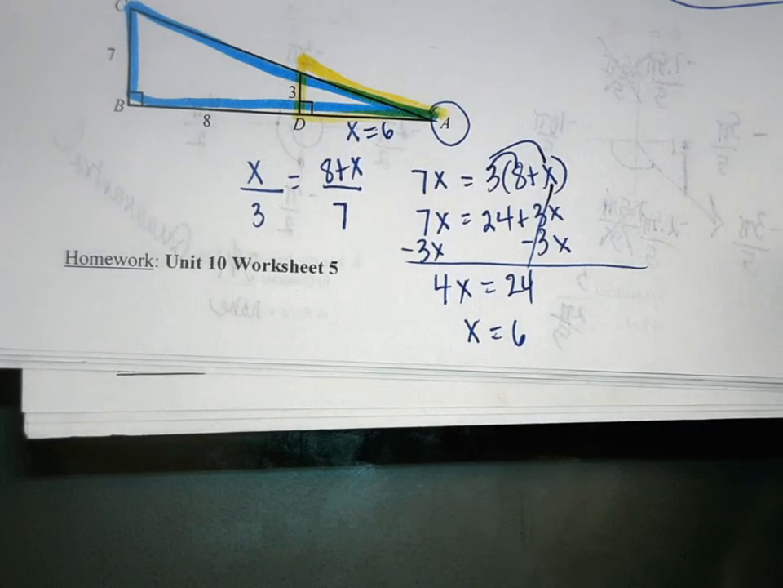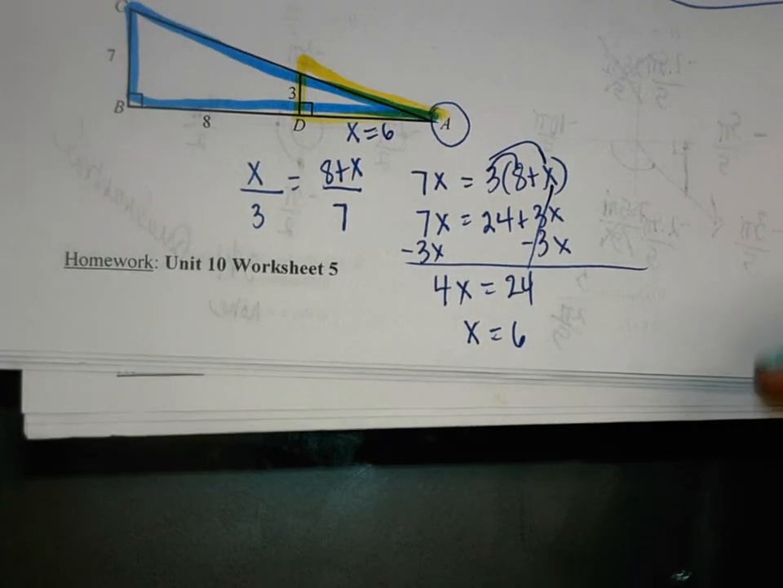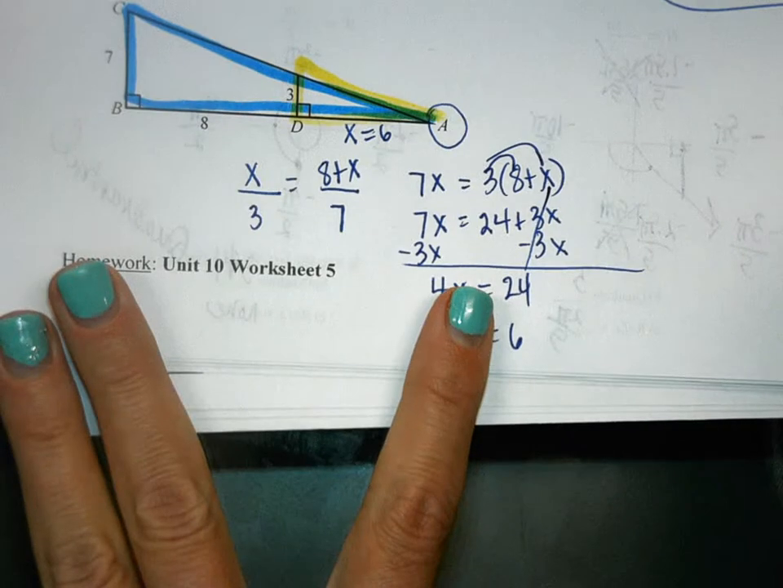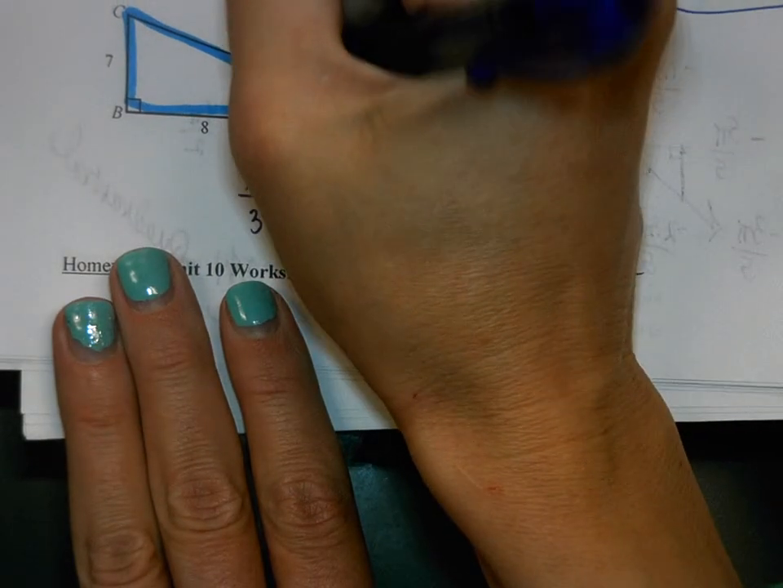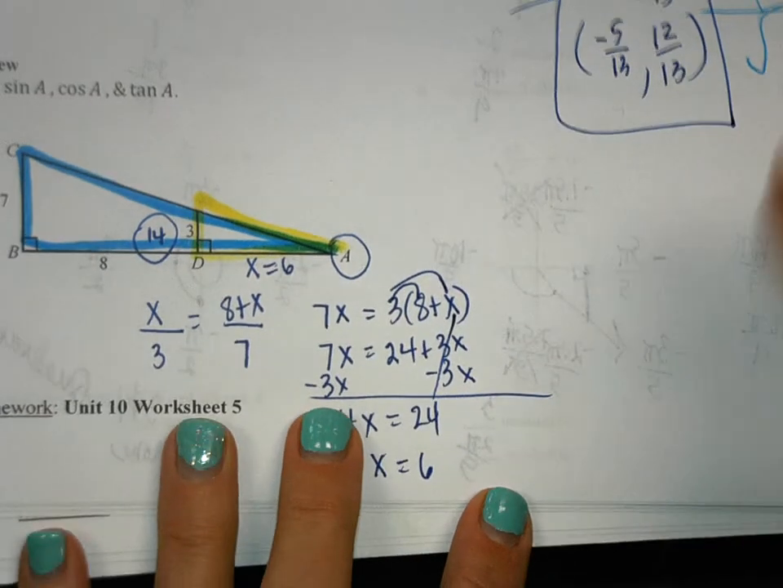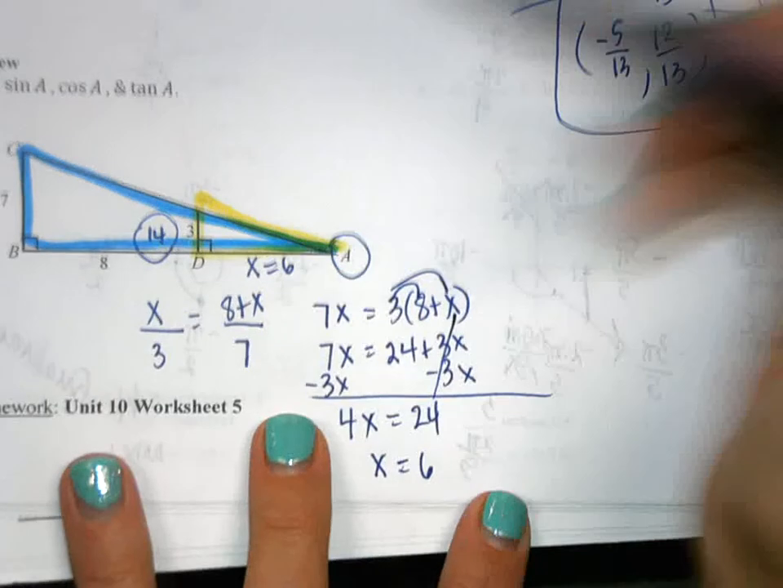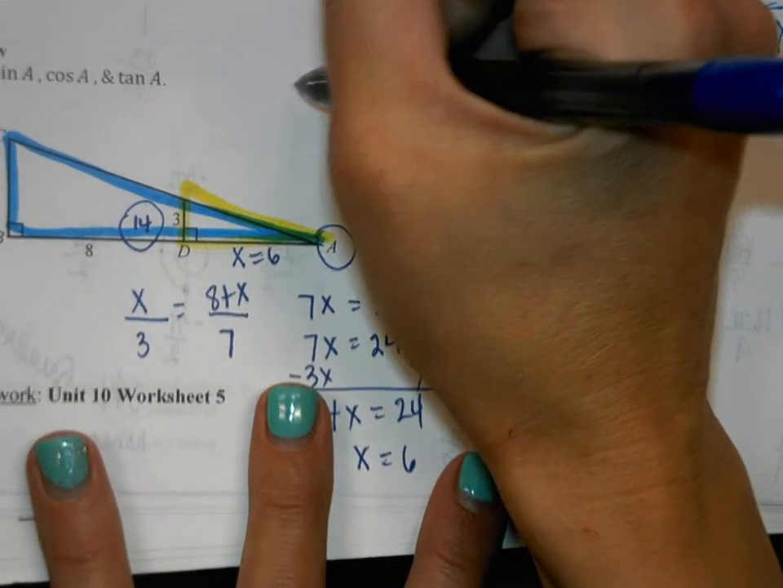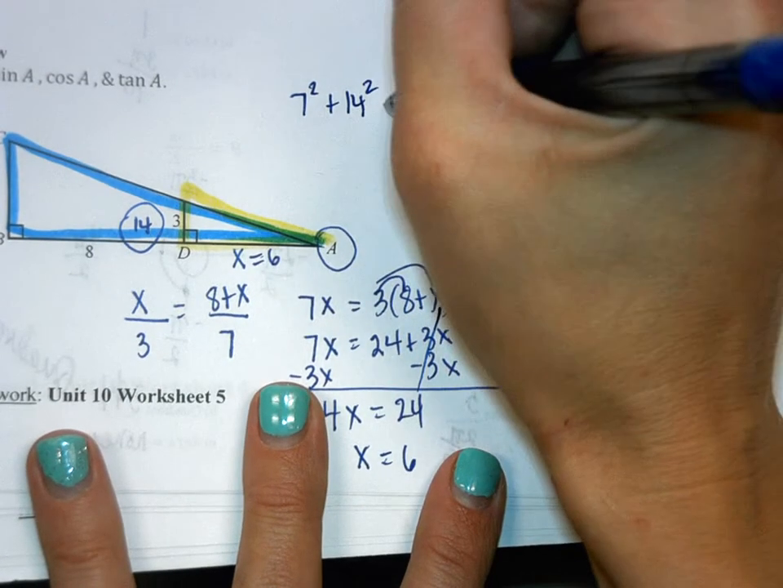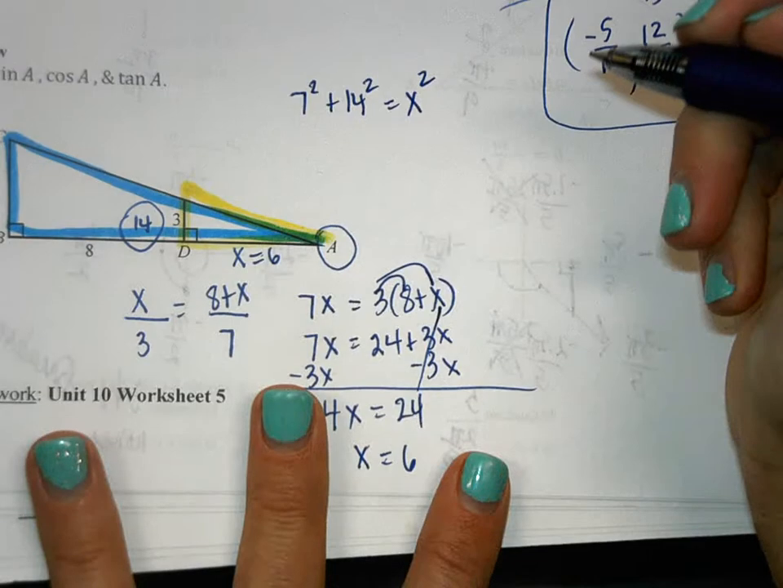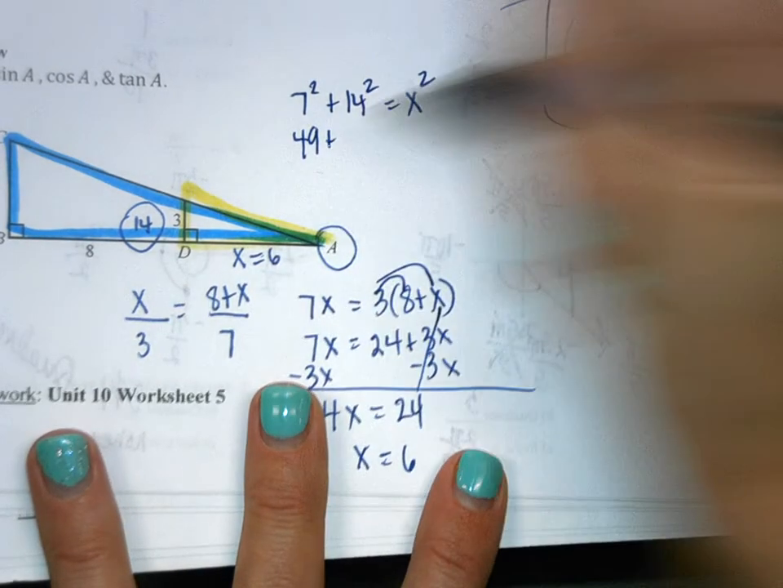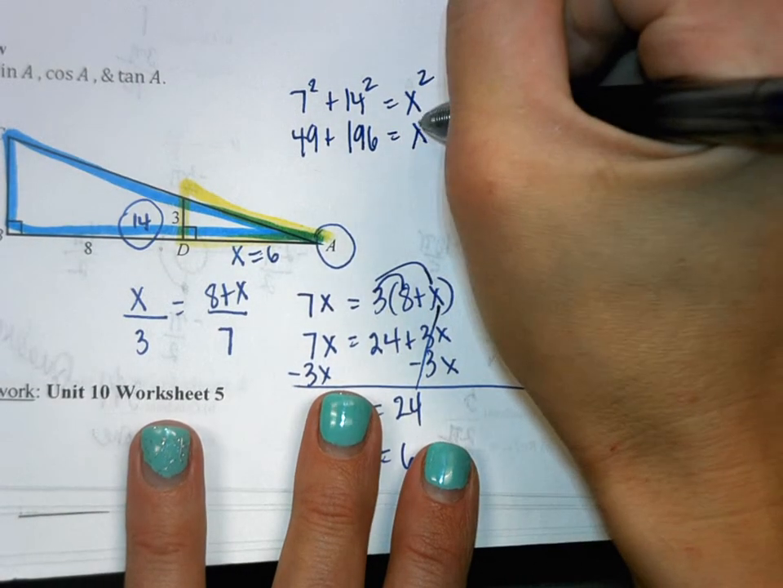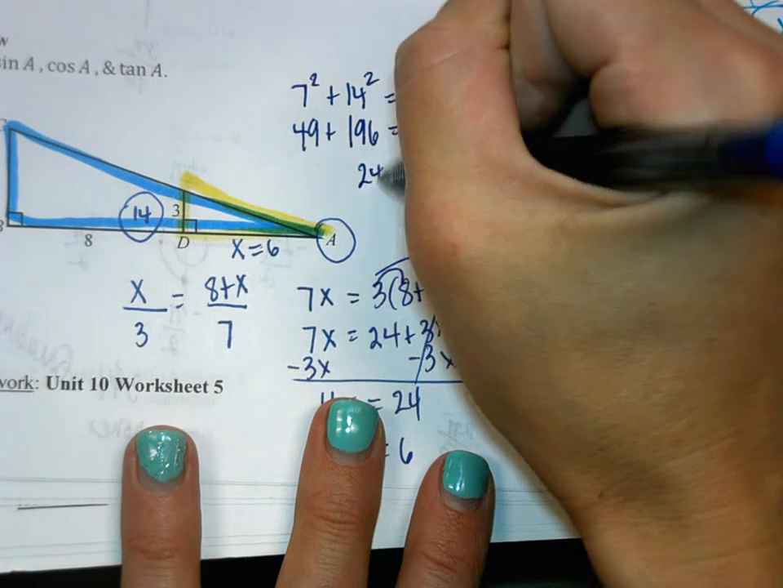Okay. So, the whole length of this bottom piece of the big triangle is how much? 14 is correct. So now that we have that, we need to know what the hypotenuse is in order to do sine, cosine, and tangent. How will I do that? We can use the Pythagorean theorem. 7 squared plus 14 squared equals x squared, or c squared, however you want to write that. We end up with 49 plus, and then 14 squared is 196, equals x squared. We add those together. We get 245 equals x squared.